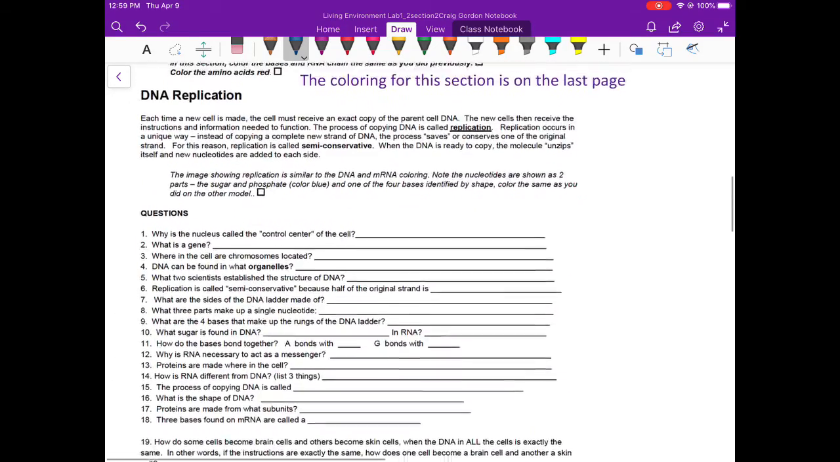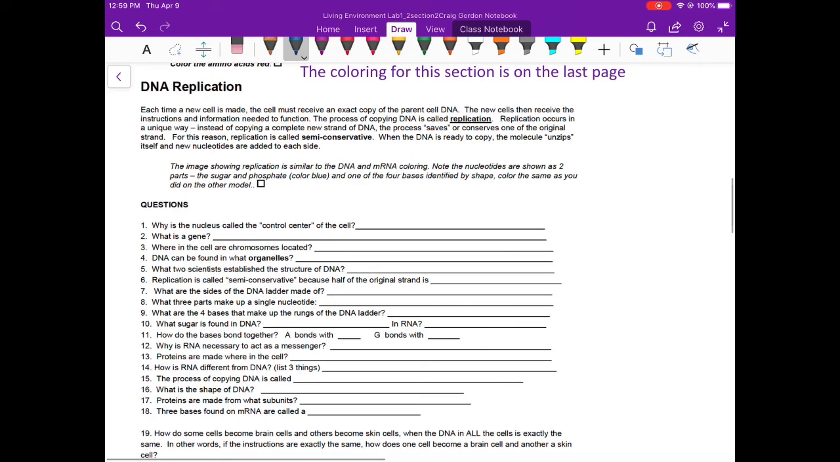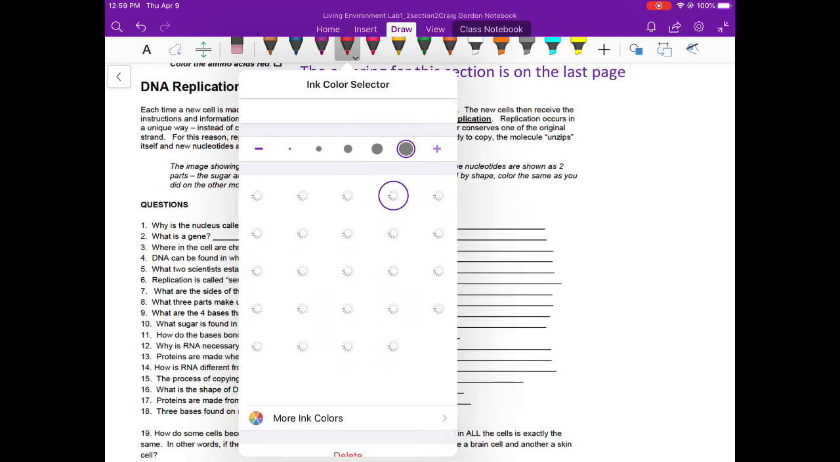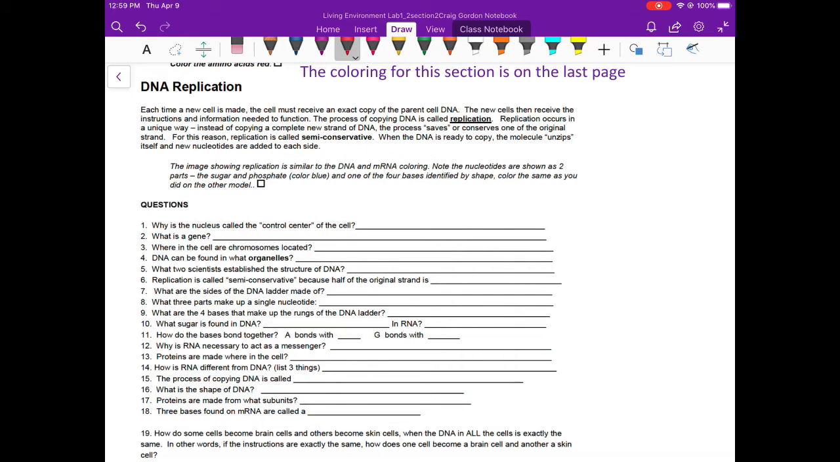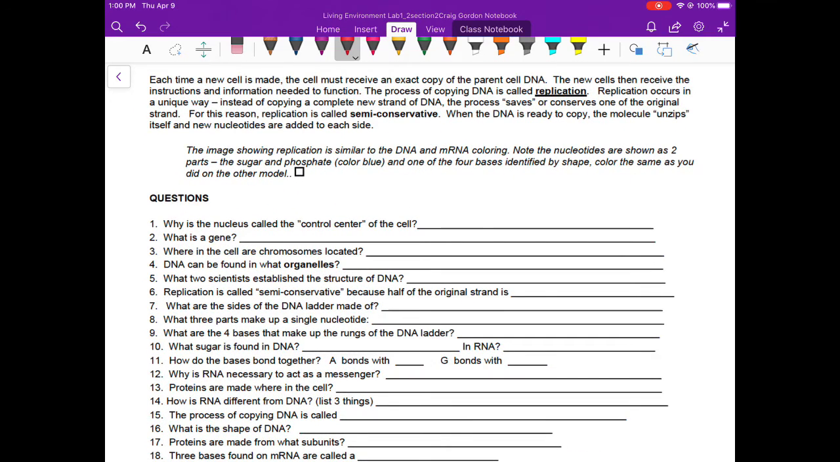And then I want to go over the questions with you. Now, all of these questions can be found in the passage. And if you're confused, that's fine. We're going to be going through this for the next couple of weeks. All right, so for the first one here, why is the nucleus called the control center of the cell? Because it contains what? It contains DNA, and that controls the production of proteins.